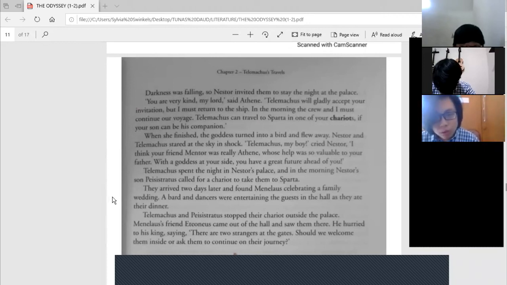Telemachus spent the night in Nestor's palace, and in the morning Nestor's son Pisistratus called for a chariot to take them to Sparta. They arrived two days later and found Menelaus celebrating a family wedding. The guard and dancers were entertaining the guests in the hall as they ate their dinner.